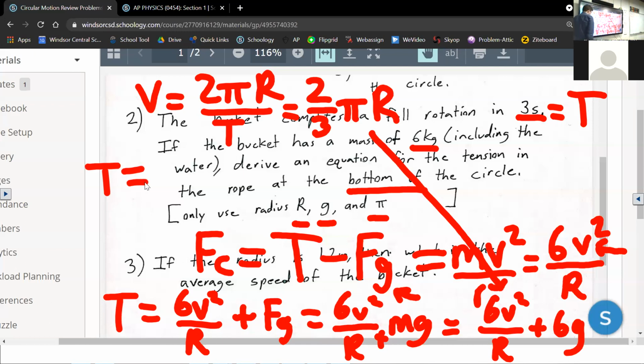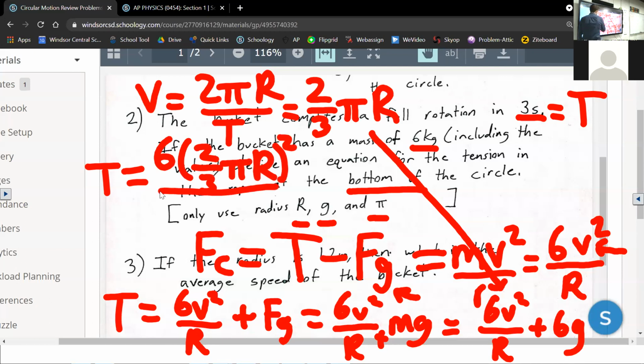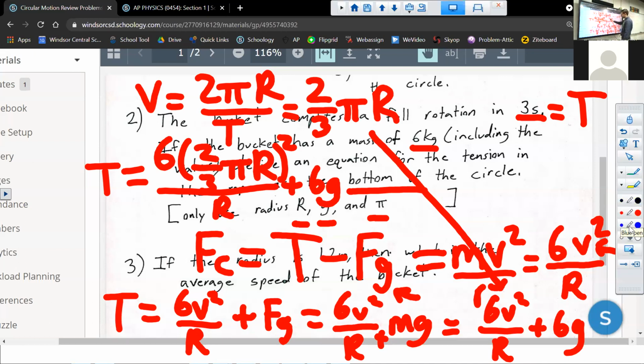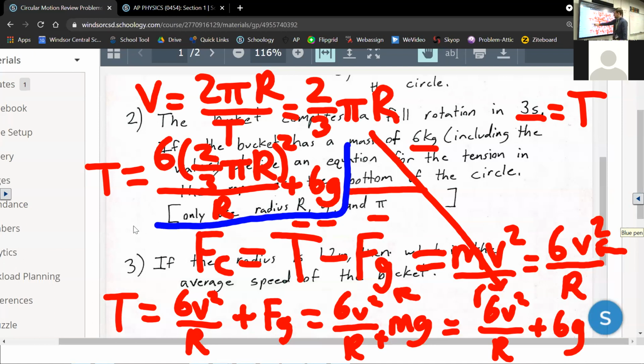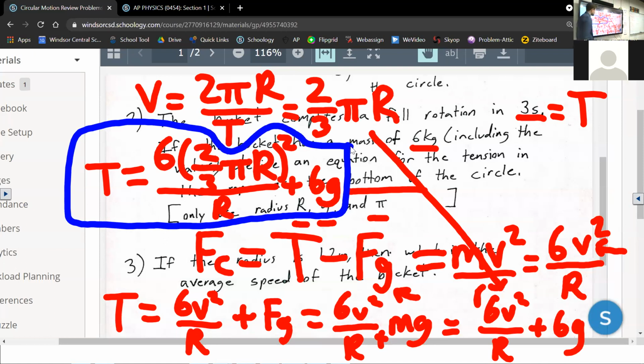So tension being equal to 6 times (2/3 pi r) all squared, divided by r, plus 6g. That is the final answer, unsimplified. I think I give a slightly more simplified version in the solution. But we don't have to. You don't have to simplify.